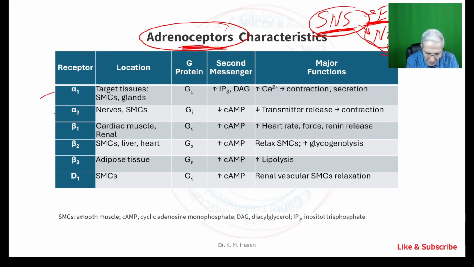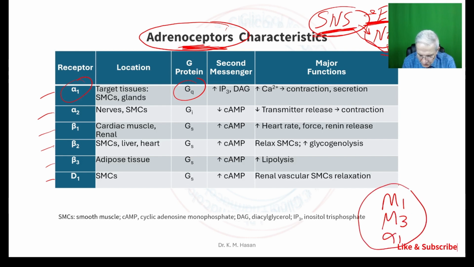We have alpha 1, alpha 2, beta 1, beta 2, beta 3, and dopamine receptor 1. So you can see we have several types of receptor here. Starting with the Gq protein, remember this one, Gq. So M1 and M3, and alpha 1, these types of receptor work through Gq. So it is very important to know which of these receptors activate Gq.